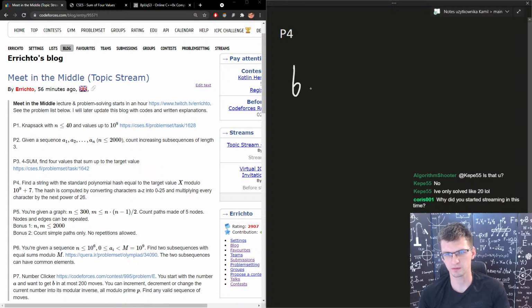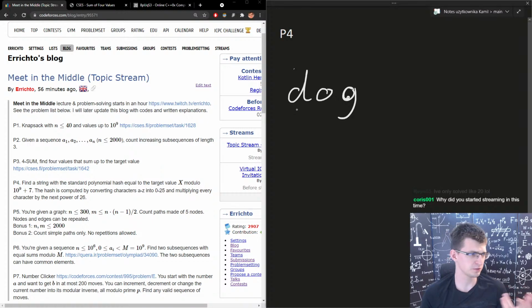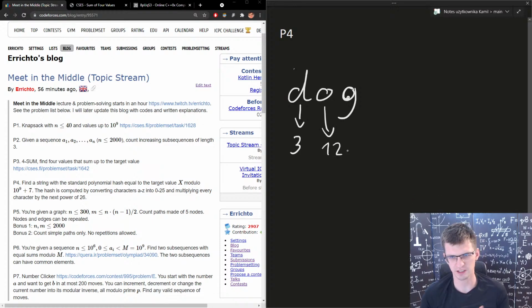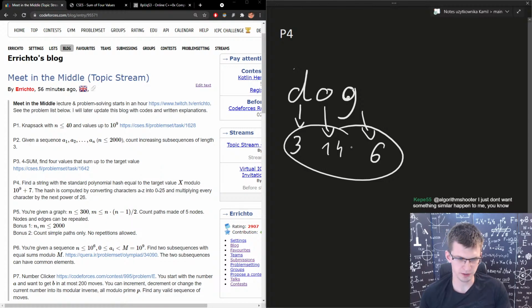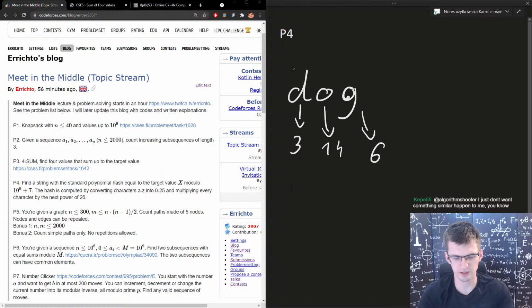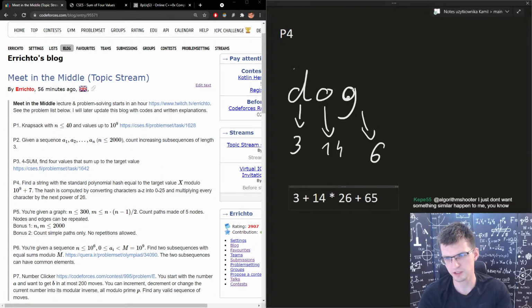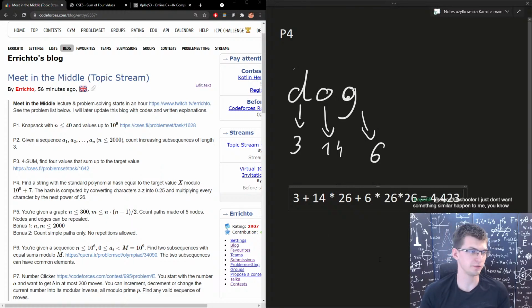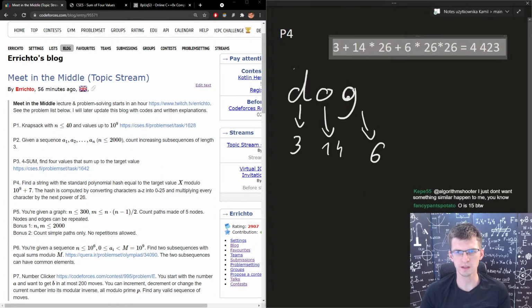If you have a string like Bob, or let's say dog, then polynomial hashing means you convert every character into a value from 0 to 25, sometimes from 1 to 26, whatever really. D is 3, O is 14, G is 6. And I sum up those multiplied by every next power of 26. Depending on your indexing, it might be 3 plus 14 times 26 plus 6 times 26 squared, which is equal to apparently 4,423. This is how the hash of a string works.